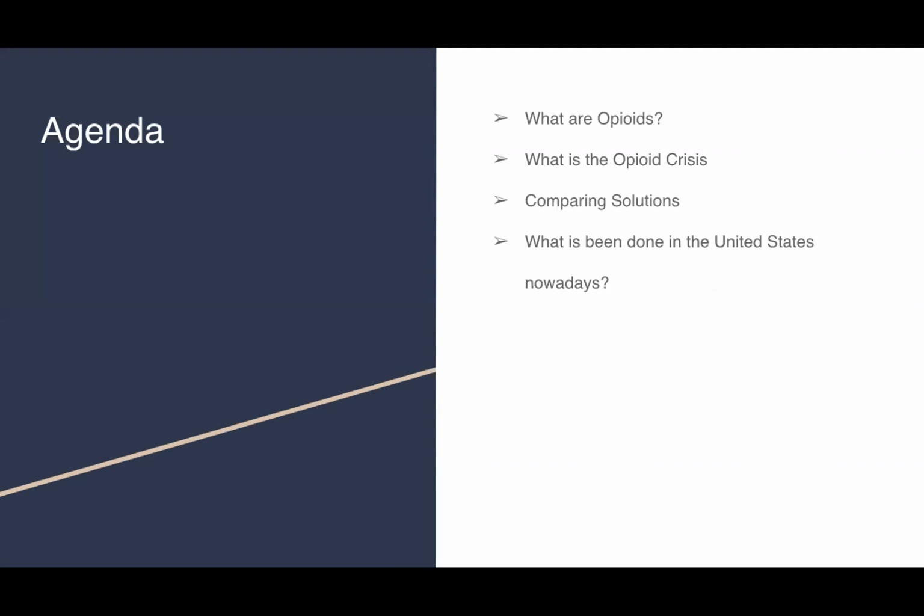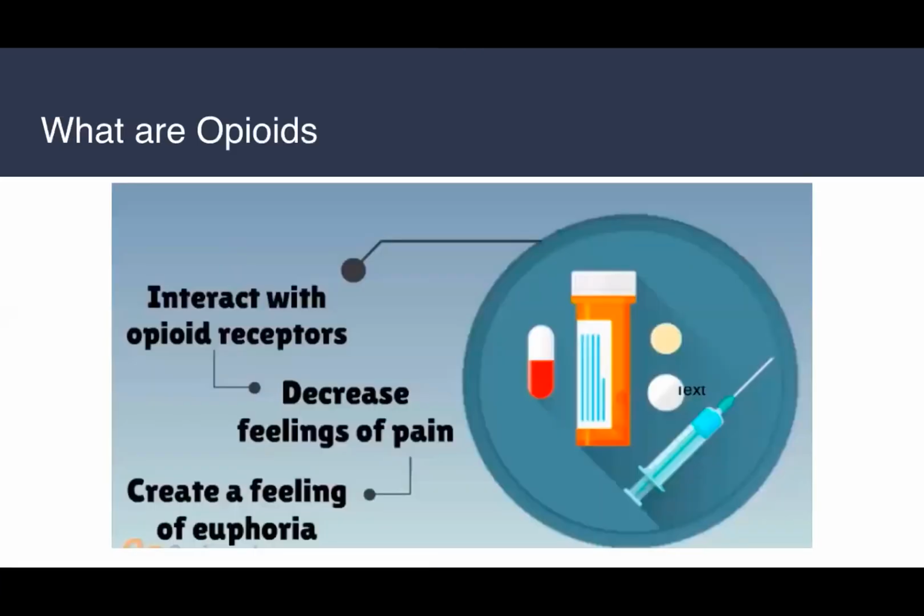By the end of this presentation, we're going to show some solutions of where data science can help with the opioid crisis, also using some regression analysis. Today I will talk about what opioids are, for those who haven't heard yet about the opioid crisis. We're going to talk about that too. We're going to compare some solutions. It's not just a national crisis, it's a world crisis, so I'm going to show you a comparison with one other country, what they're doing, and what is being done in the United States nowadays.